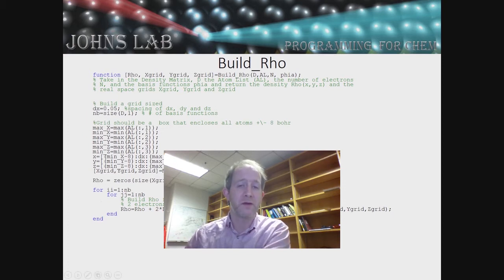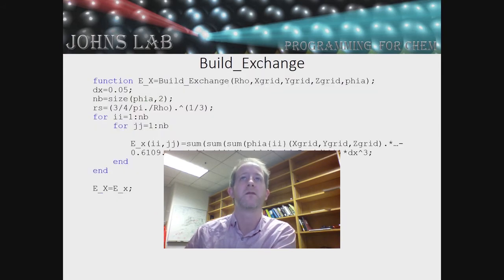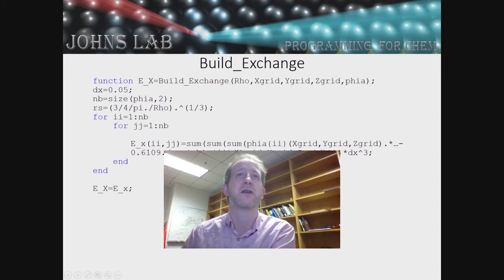So now all we have left to do is build our exchange potential, build our correlation potential, evaluate the exchange correlation energy, and then we're ready to actually try and see if this program works. Okay, build exchange. Build exchange is really easy. We're just going to use the Slater exchange, or Dirac exchange.